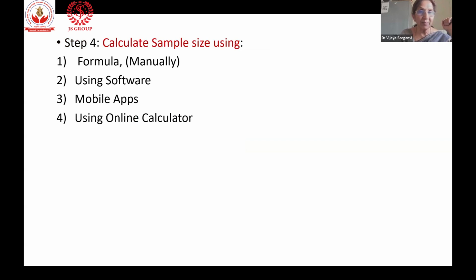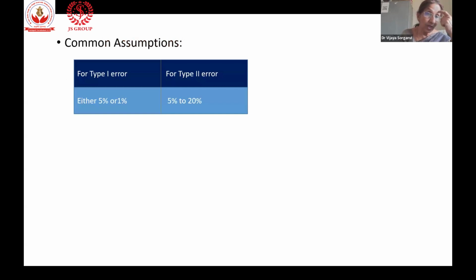The fourth step is to calculate sample size using a formula, using software or mobile apps, or using an online calculator. The fifth step is adjustments. If we're not satisfied with the sample size calculated by any of these four, we adjust it to increase or decrease the sample size. So for type 1 error, Z alpha, we have to consider from 5% to 1%.